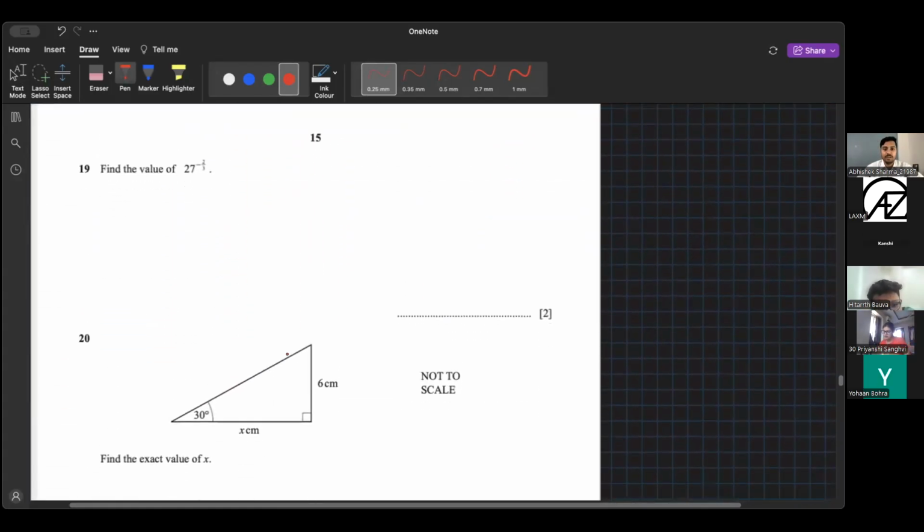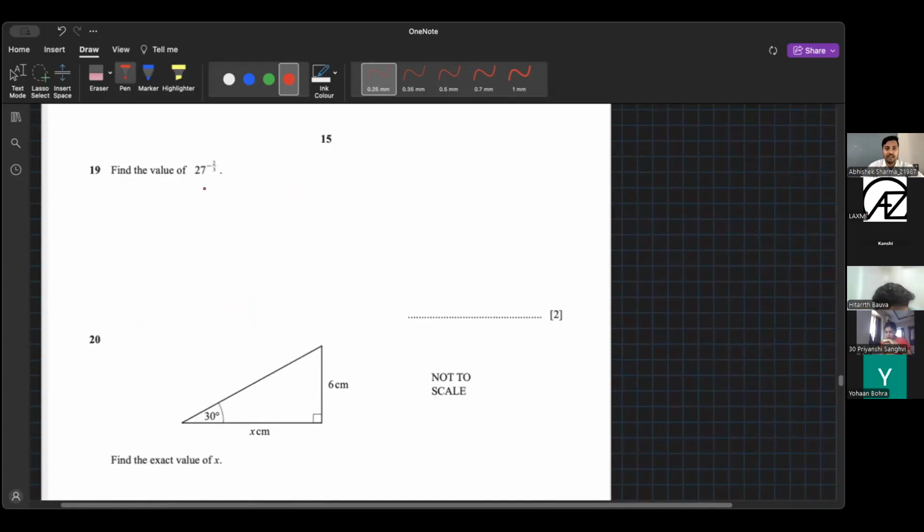Moving on to question number 19 now. It says find the value of 27 to the power negative 2 by 3. Now 27 can itself be written as 3 cube, to the power negative 2 upon 3. This 3 and 3 will cancel out. So we'll get 3 to the power minus 2, which is 1 upon 9. Done?